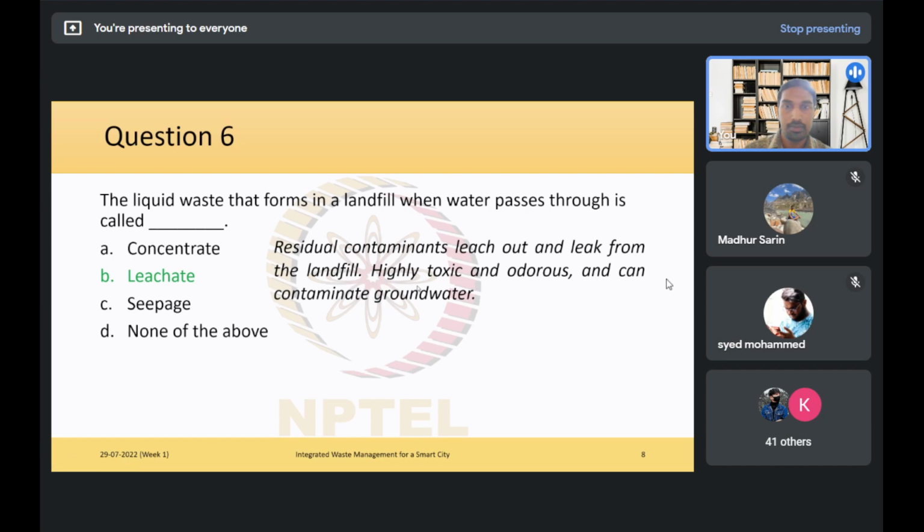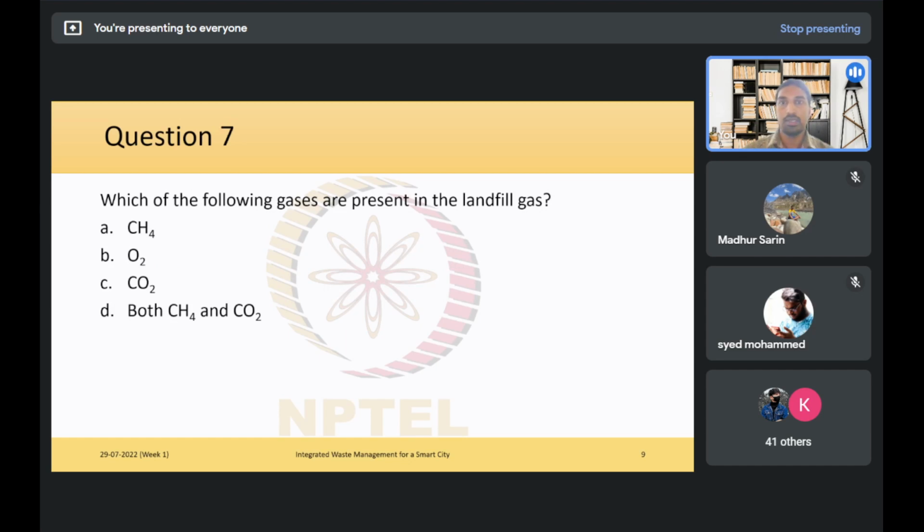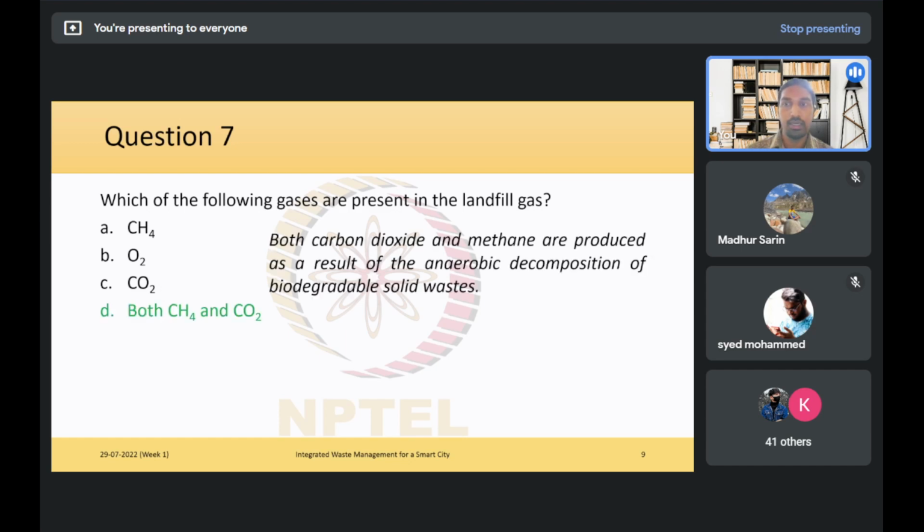Okay, any questions? No, sir. All right. So question 7, which of the following gases are present in the landfill gas? We have four options: A, CH4 or methane, B, O2 oxygen, C, CO2 carbon dioxide, and D, both methane as well as carbon dioxide. So we saw one of the end products, right? One of that was leachate in the landfill site. There are also landfill gases which will be produced, and the question is which of these gases get produced in the landfill. The answer to that is option D. It is both methane as well as carbon dioxide.